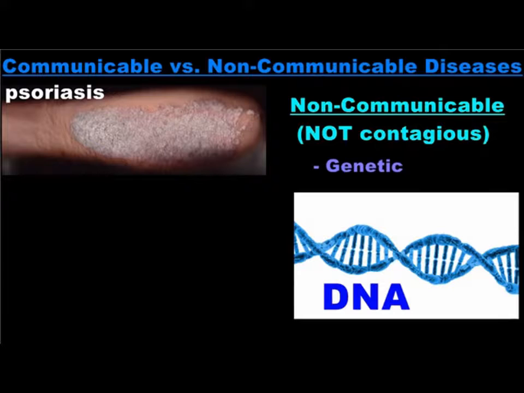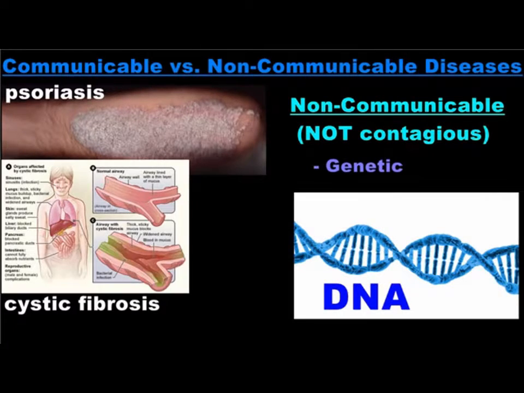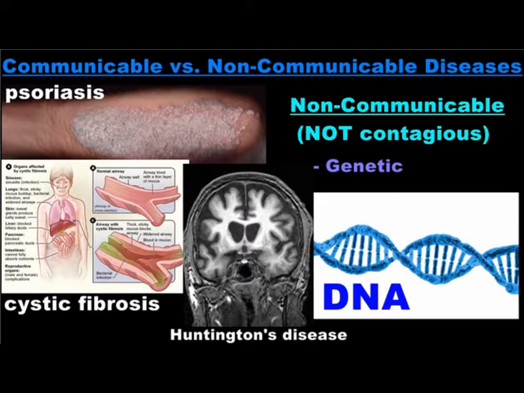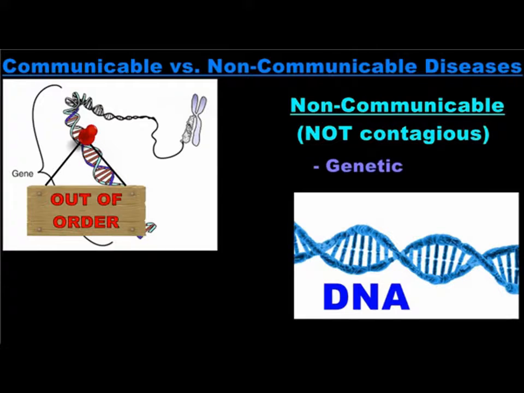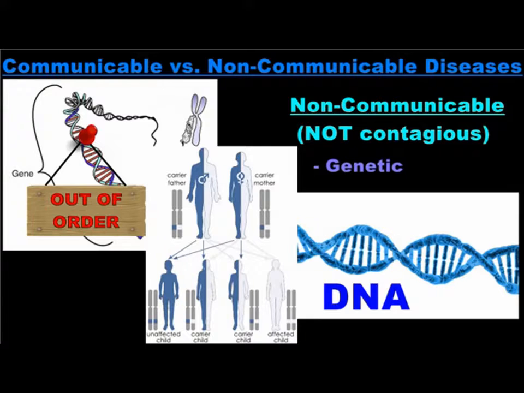Some examples of genetic diseases include psoriasis, a skin condition, and cystic fibrosis, which mostly affects the lungs and is lethal without proper management. Huntington's disease is another genetic disorder in which nerve cells in the brain break down, causing loss of coordinated movement and mental decline, usually starting around age 35. Since genetic diseases are the result of non-functional or malfunctioning genes, they are not contagious. They are hereditary, however, so they may be passed on from one generation to the next.